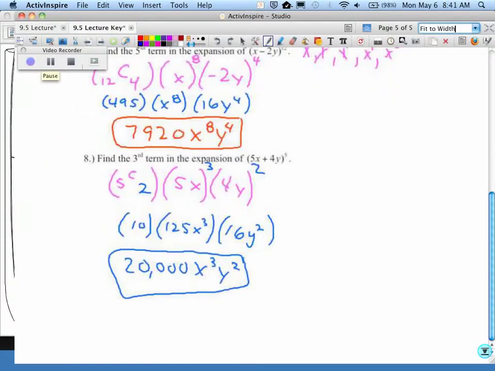20,000 x cubed y squared is your final answer. We have to go back and do the next one there.